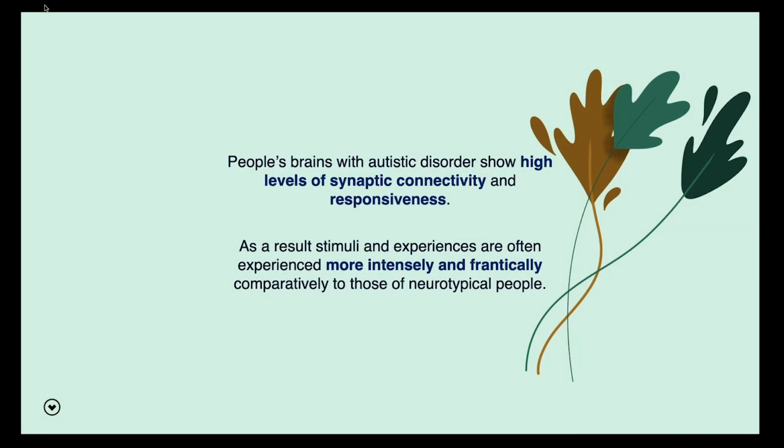From a more specific psychological perspective, research has shown that the brains of people with autism function in a slightly different way. They're wired a little differently than the brain of a neurotypical person. For example, they have higher levels of synaptic connectivity, which means the neurons in the brain communicate with each other much more frequently. This often results in an extreme responsiveness to certain stimuli, which are experienced much more intensely than by other people.